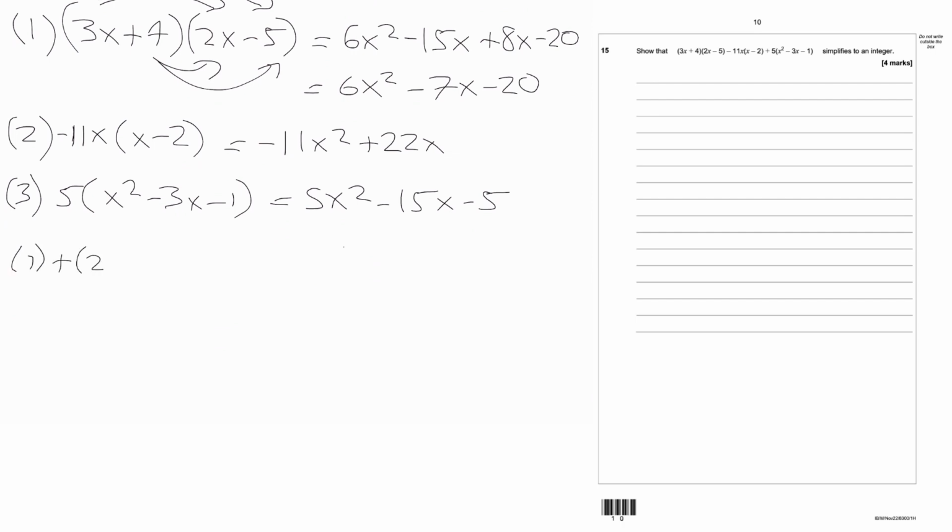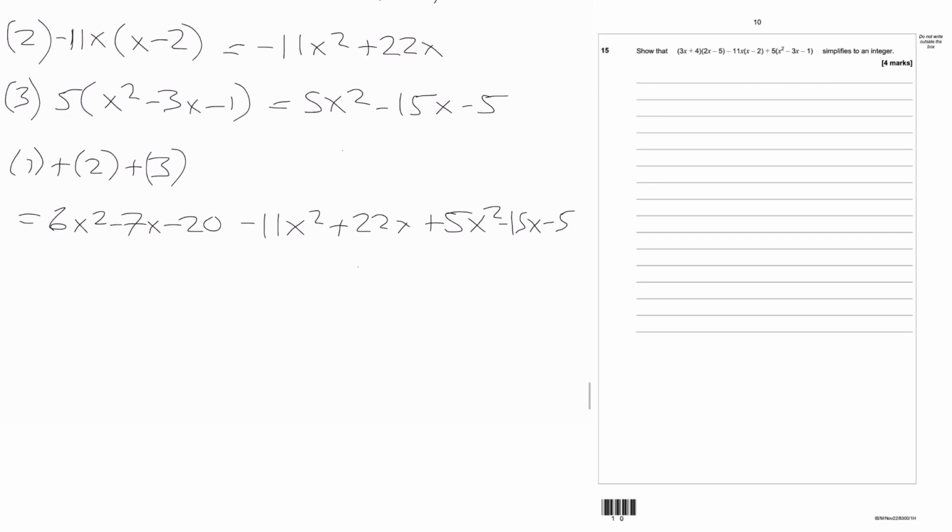So bringing all these parts together, if we add parts 1, 2 and 3, we have 6x squared minus 7x minus 20, minus 11x squared plus 22x, plus 5x squared minus 15x minus 5. So let's just group these together by the different terms. So first of all, we have our x squared terms. So here we have 6x squared minus 11x squared plus 5x squared. Then we have our x terms, which are minus 7x plus 22x, minus 15x. And then lastly, we have our number terms, which are minus 20 minus 5.